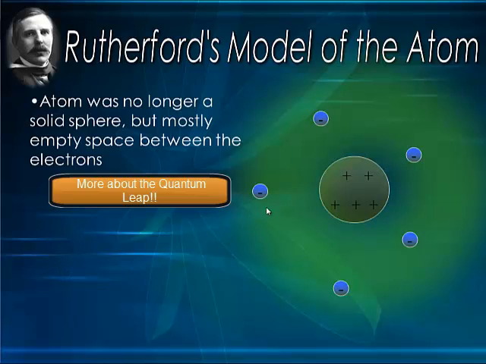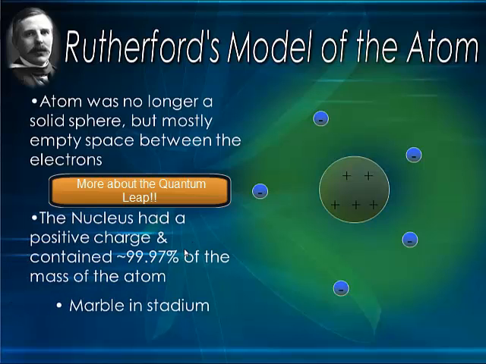At the time, the electrons were discovered, and these negatively charged particles were found outside the nucleus. And he said that this idea of a nucleus, this center part of the atom, had a positive charge and contained most of the mass of the atom.